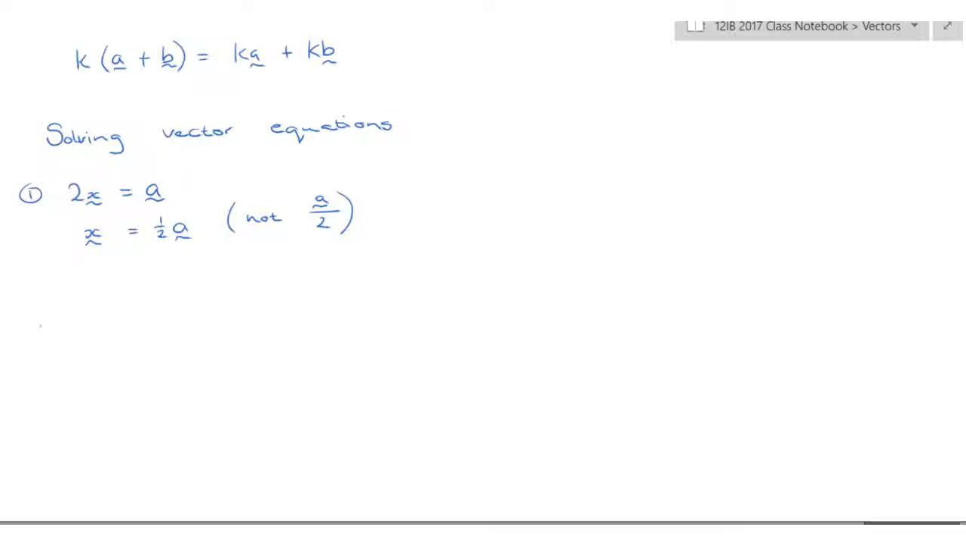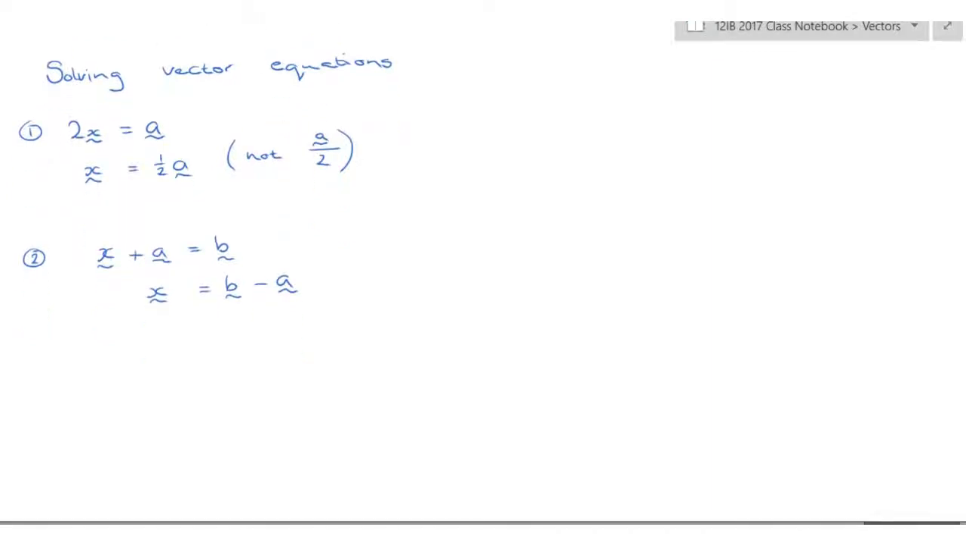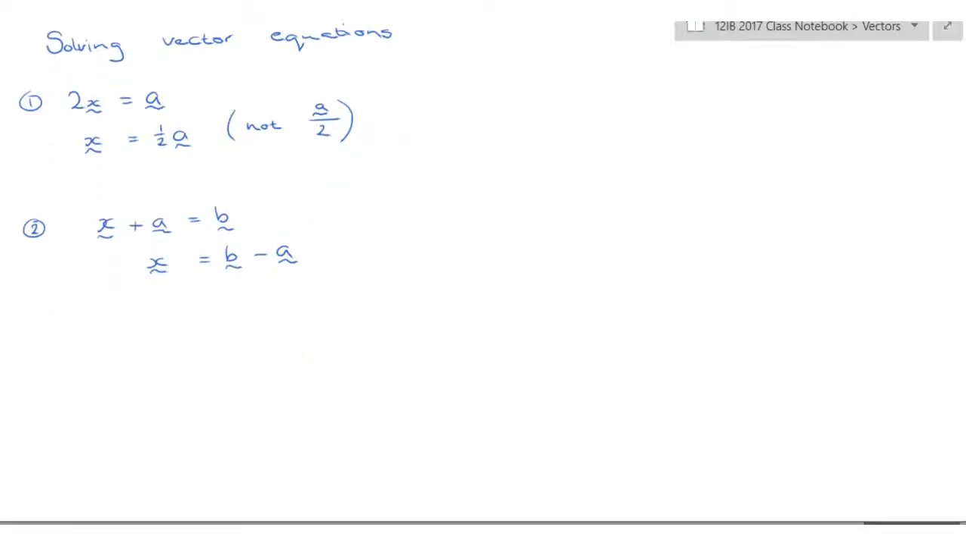So that's one. Let's have a look at something else. Vector x plus vector A equals vector B. So again, if you wanted to find x, you would do B minus A. So you're subtracting vector A from both sides. And let's have a look at a couple of examples now.